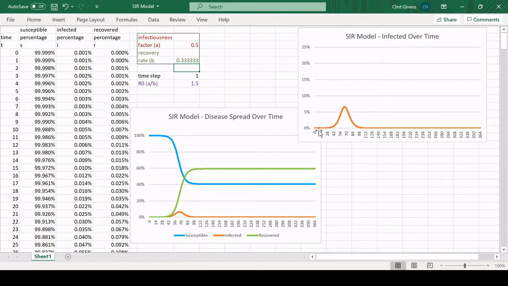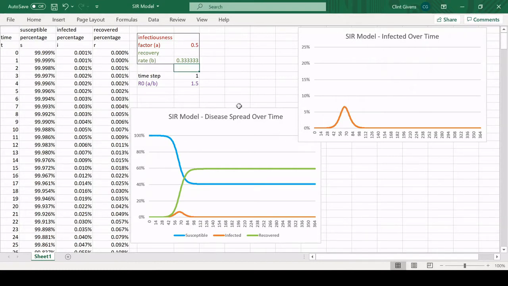And this orange curve here is highlighting what the infected population looks like over time. That's that curve that those diagrams want you to flatten. And at the peak of infectiousness, in this particular example, you see about maybe 7% of the population is infected with the disease at once.